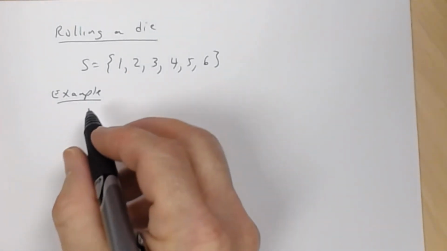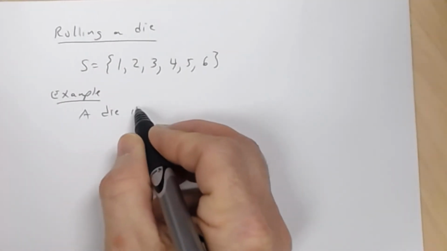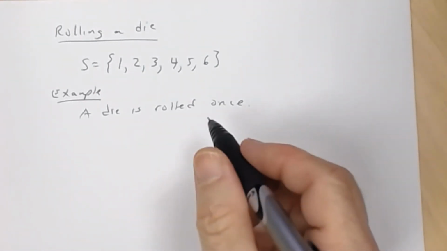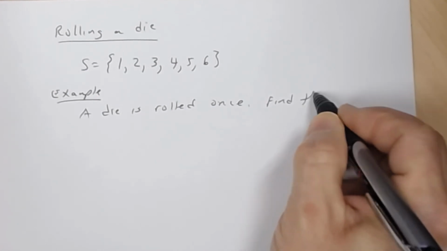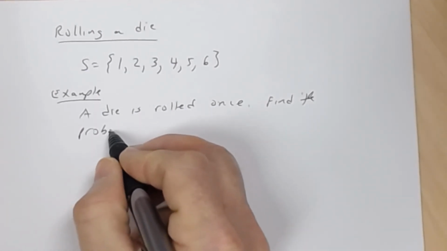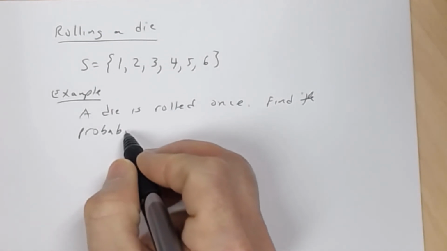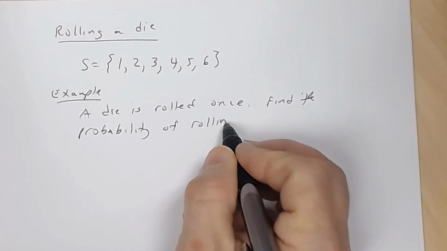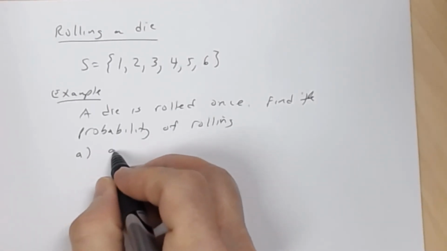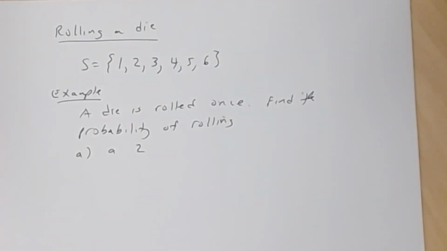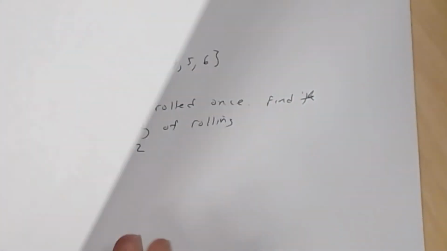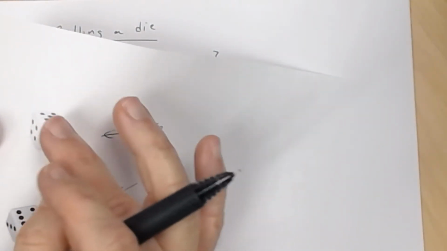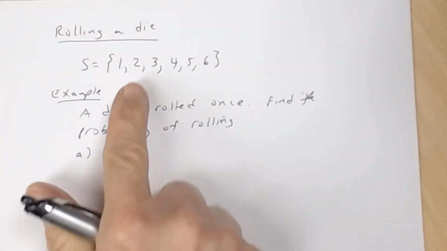Okay, so a die is rolled once. Find the probability of rolling a 2. So let's talk about the probability of rolling a 2. If I roll one die, how many 2s are on all those sides? They're just 1, right? So you just have 1.